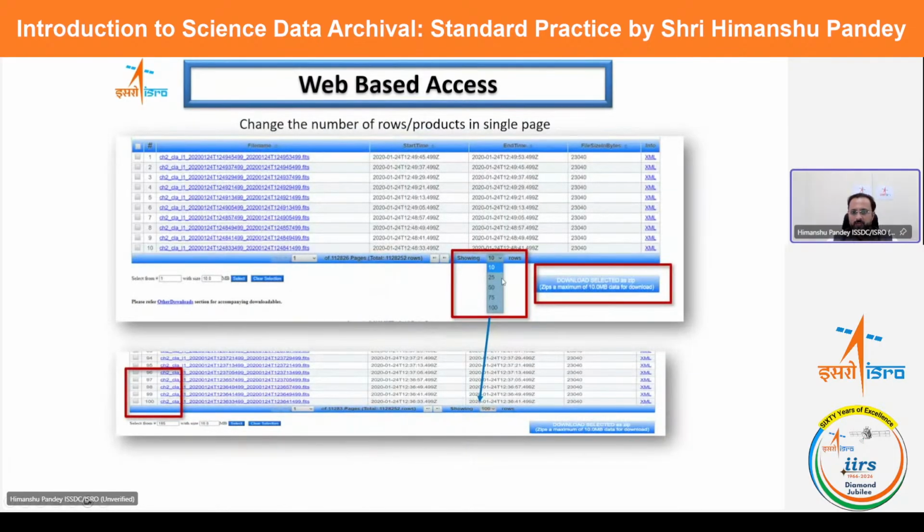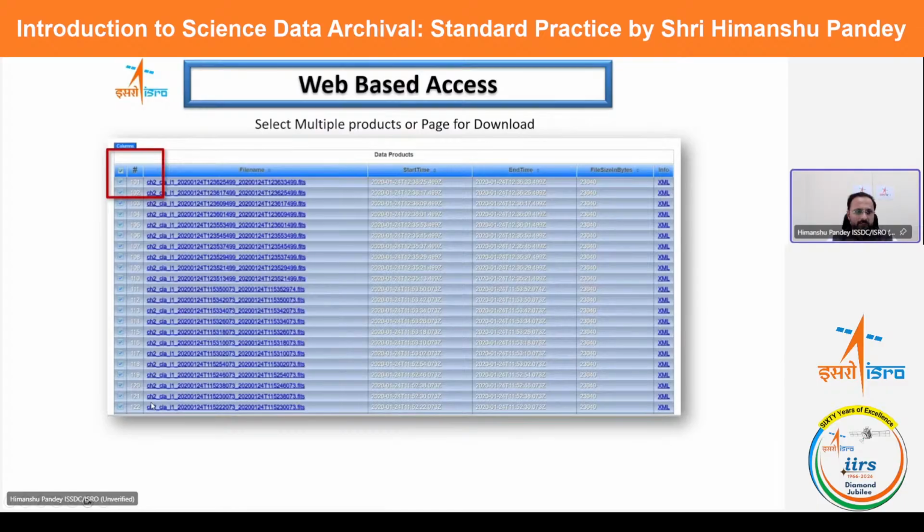Whatever search has come, you can list up to 100 in one page. Also, you can download the data products, starting with one, with a size of 10 MB, because some data products are very small in size, like CLASS. For that, we can download them as a zip file. The option is given here. Once you select 100, automatically 100 will come here. You see, download. The second one I will show you.